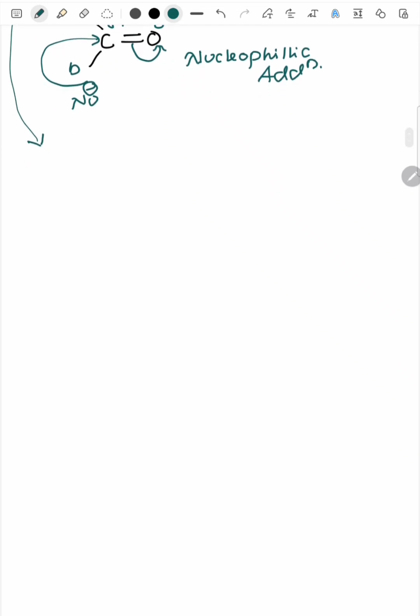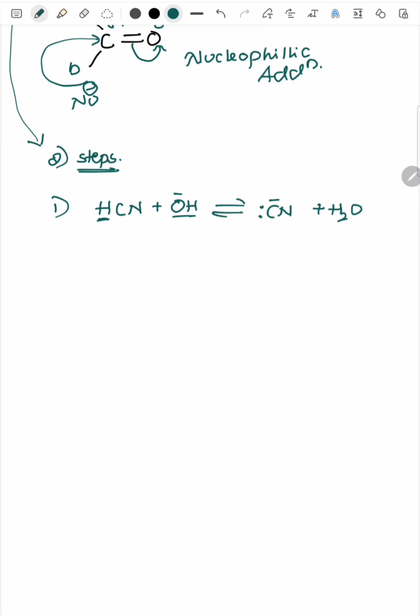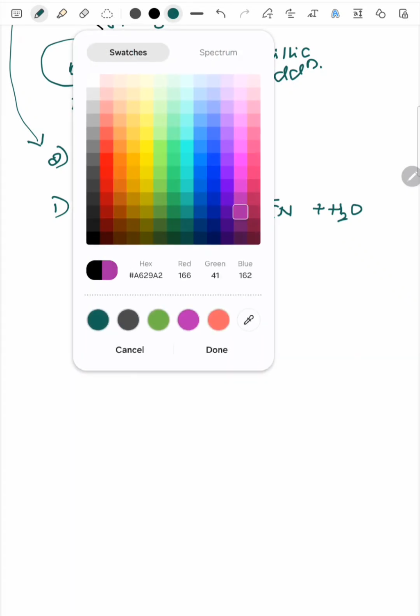So here what will happen in this case, this entire mechanism proceeds in two steps. In the first step, the HCN in the presence of a strong base, that is OH minus, this OH minus will take this hydrogen, and this OH and this H will eliminate in the form of H2O, thereby generating a nucleophile from HCN, that is cyanide nucleophile. This is our nucleophile now. The nucleophile is ready to attack now.